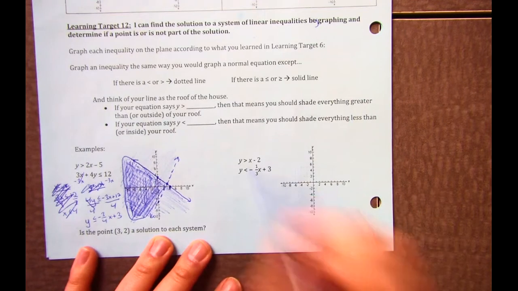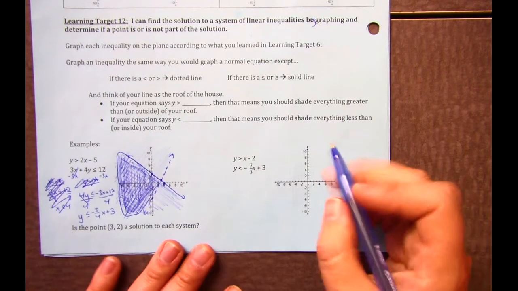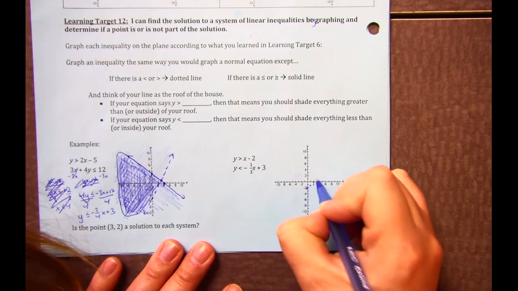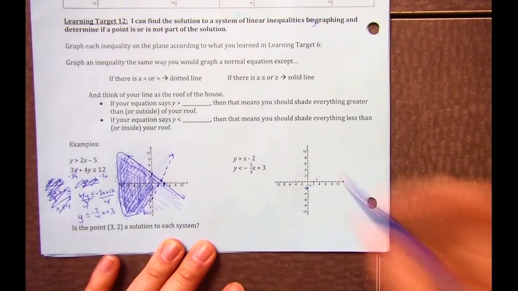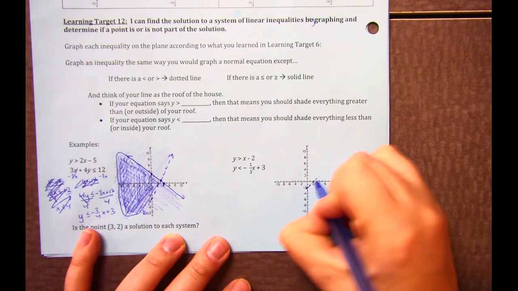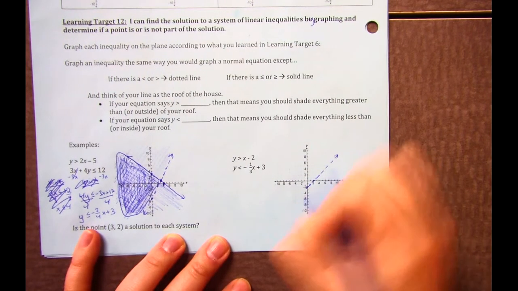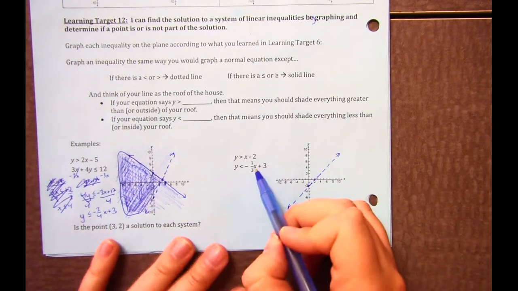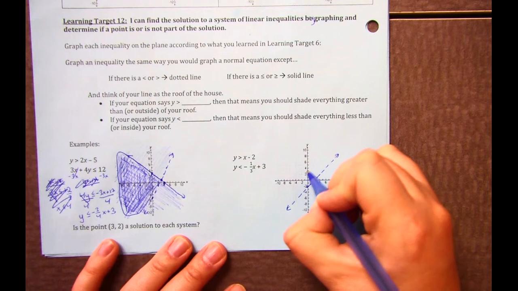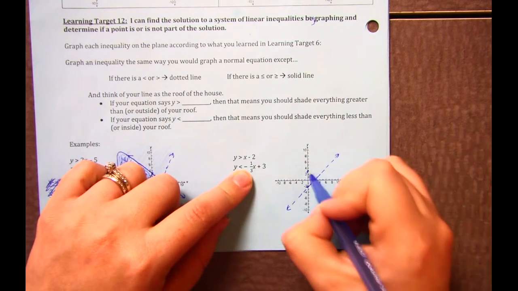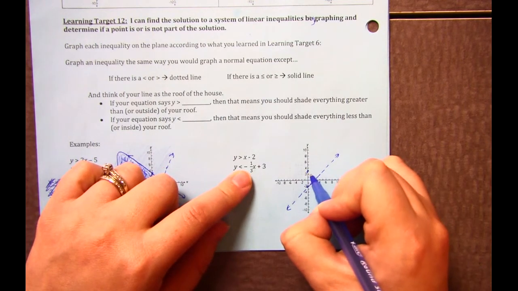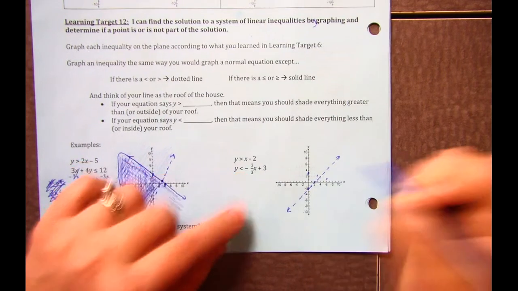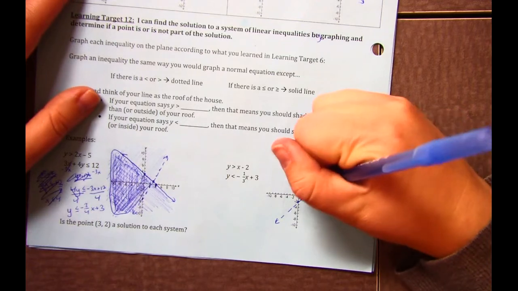Now let's look at this one. We have y is greater than x minus 2. So I'm going to start at negative 2. Then my slope is 1 over 1. I'm going to make a dotted line right there. Now for this one, I'm going to start at a positive 3. And my slope is negative 1 over 3. So I'm going to subtract 1, go over 3, subtract 1, go over 3. And this is also going to be a dotted line.